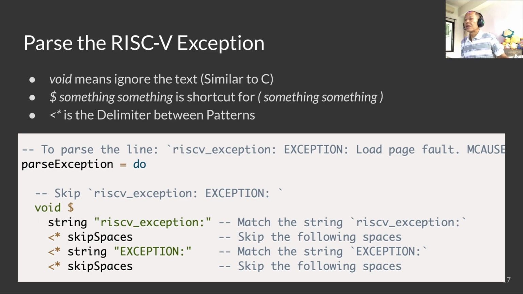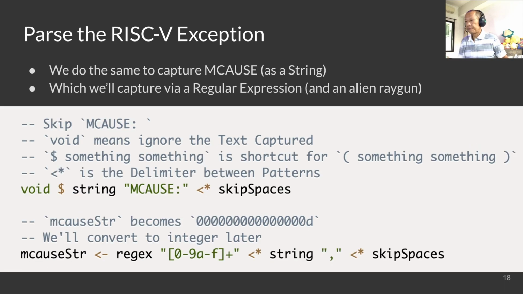In functional programming languages like PureScript, we tend to see plenty of brackets or parentheses. That is why we have shortcuts like $. When we write $ something something, it is actually a shortcut for bracket something something. So this chunk of code here doesn't need to be wrapped with brackets. A single dollar will do. Next comes a regular expression for string matching. We use this regular expression to match the exception number and return it as the mcos string. Then we skip the comma and we skip more spaces.